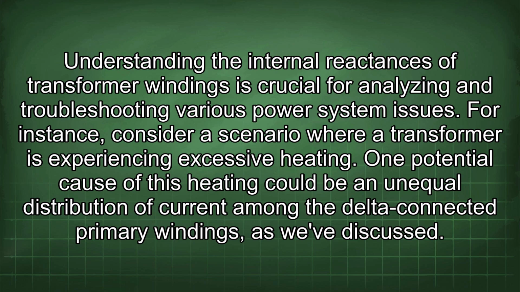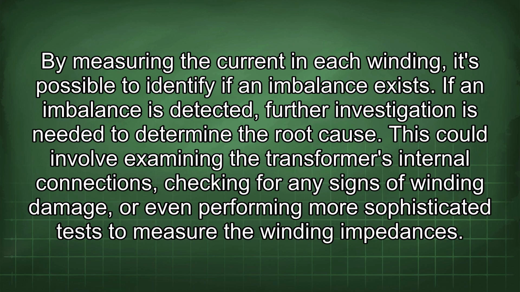For instance, consider a scenario where a transformer is experiencing excessive heating. One potential cause of this heating could be an unequal distribution of current among the delta-connected primary windings, as we've discussed. By measuring the current in each winding, it's possible to identify if an imbalance exists. If an imbalance is detected, further investigation is needed to determine the root cause. This could involve examining the transformer's internal connections, checking for any signs of winding damage, or even performing more sophisticated tests to measure the winding impedances.